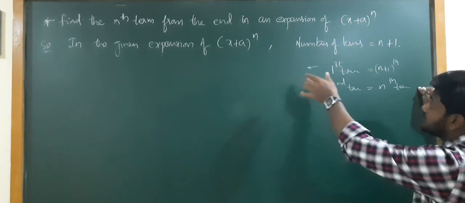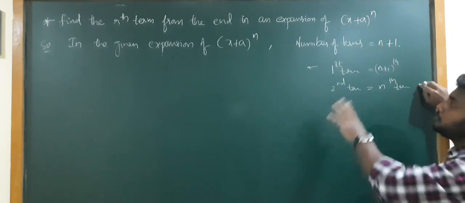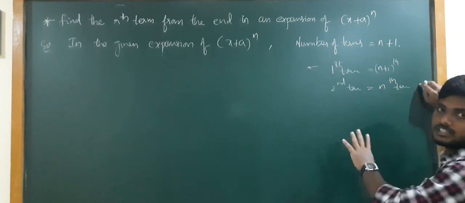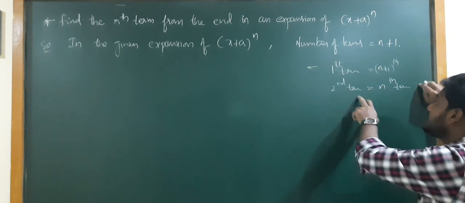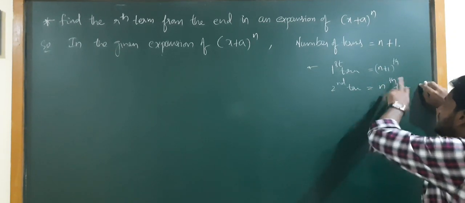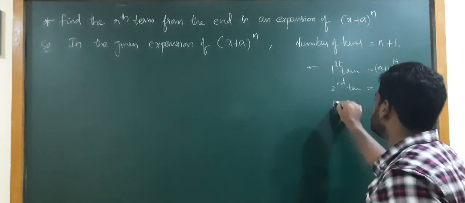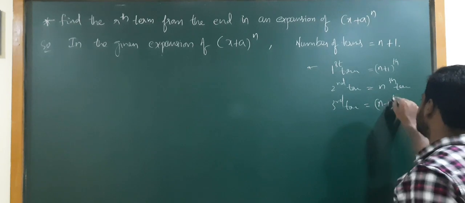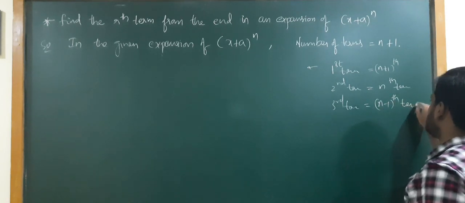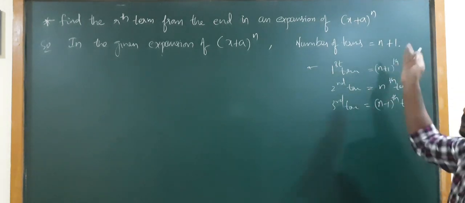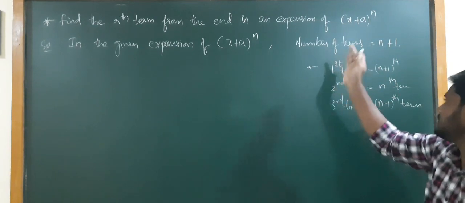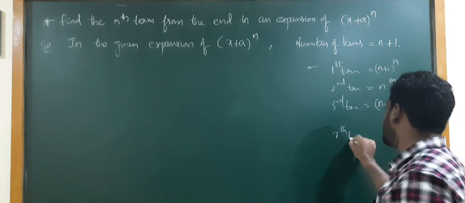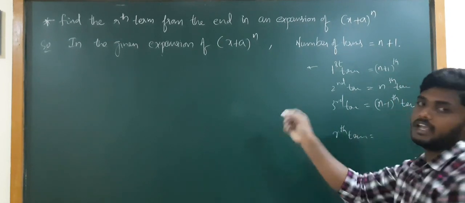See, once again listen. In the expansion of (x plus a) whole to the power of n, the first term from the end is n plus 1. The second term from the end is the nth term. Next, the third term from the end is the n minus 1th term. Right or not? First is n plus 1, n minus 1, n minus 2, n minus 3. It will be like that. Next, how to find the rth term from the end?